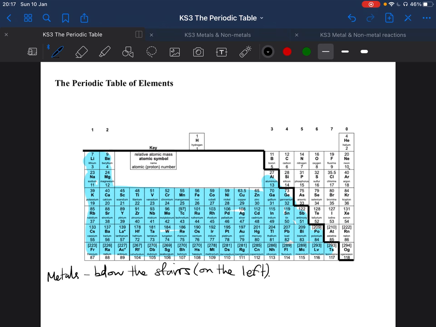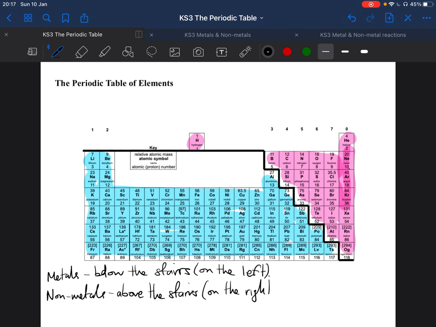If we were to look at our non-metals, these ones right here, what we could say is, and I'm going to colour in hydrogen as well because hydrogen is also a non-metal, is that our non-metals are above the stairs or on the right. So as you can see, we've got this split between our two types of element, our metals, which are here, and our non-metals, which are here.